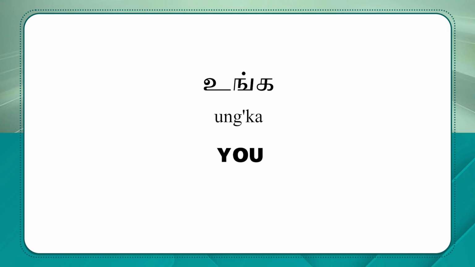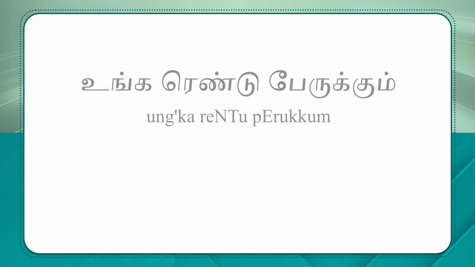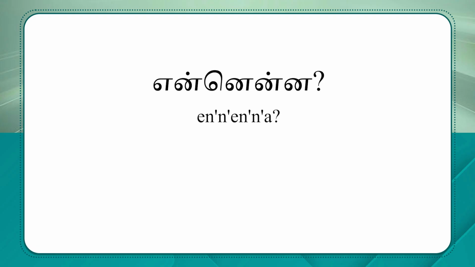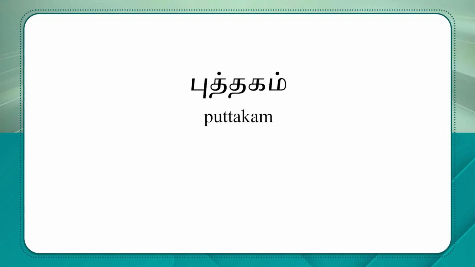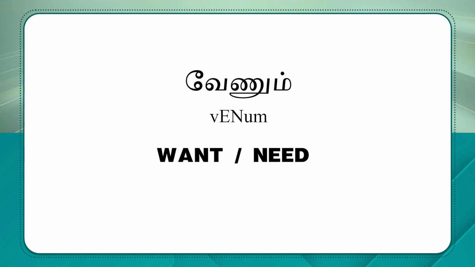Let us see the word unga, which means you respectfully. ரெண்டு பேருக்கும் which means both. So உங்க ரெண்டு பேருக்கும் which means you both. என்னென்ன that means what in English. Then you know the rest of the words. புத்தகம் means book and வேணு means want or need.